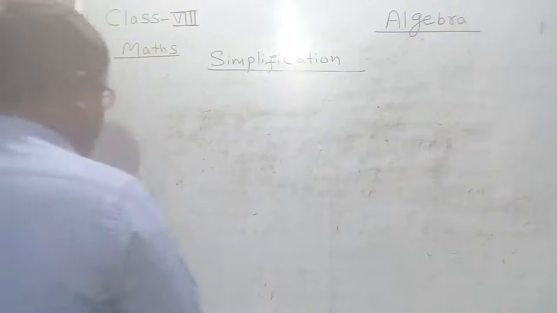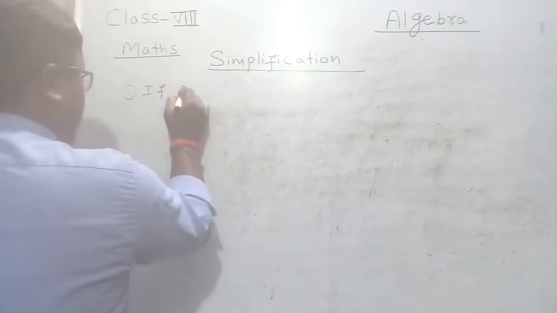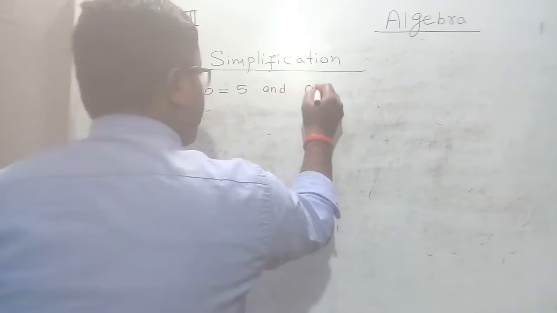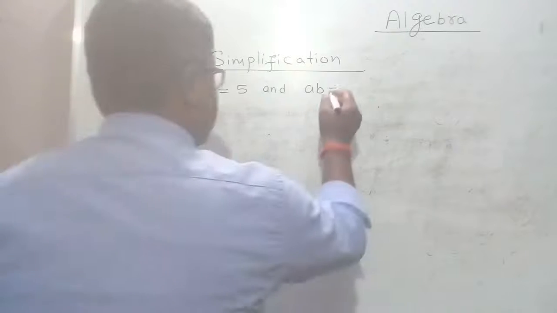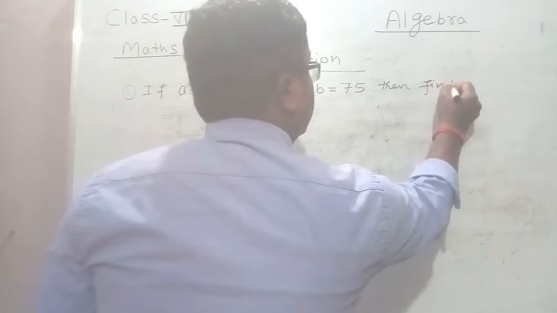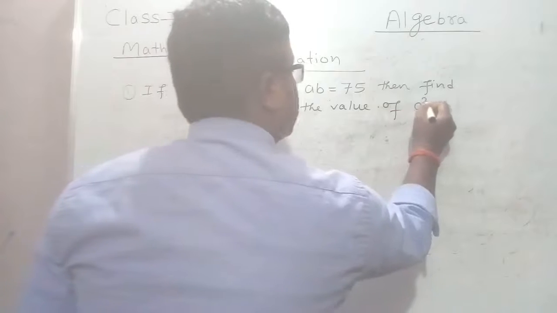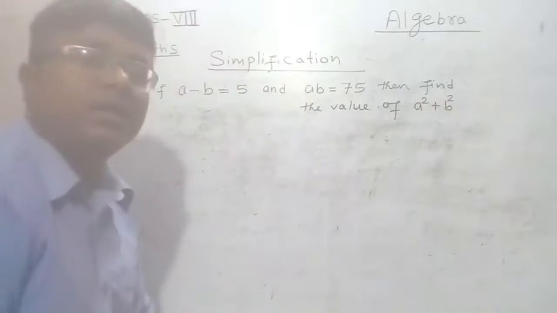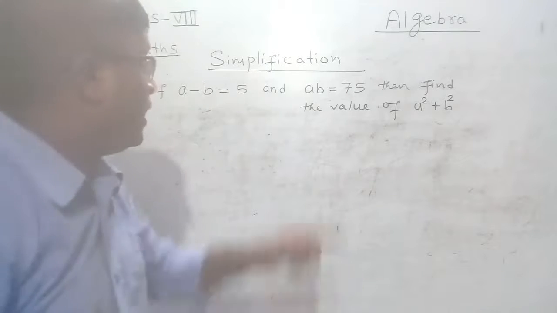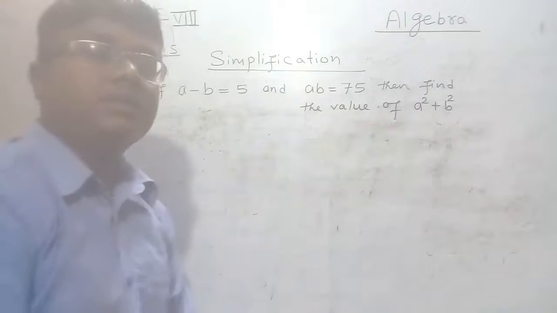So our first question is, if a minus b is equal to 5 and ab is equal to 75, then find the value of a square plus b square. Okay, our question is, if a minus b is equal to 5 and ab is equal to 75, then find the value of a square plus b square.